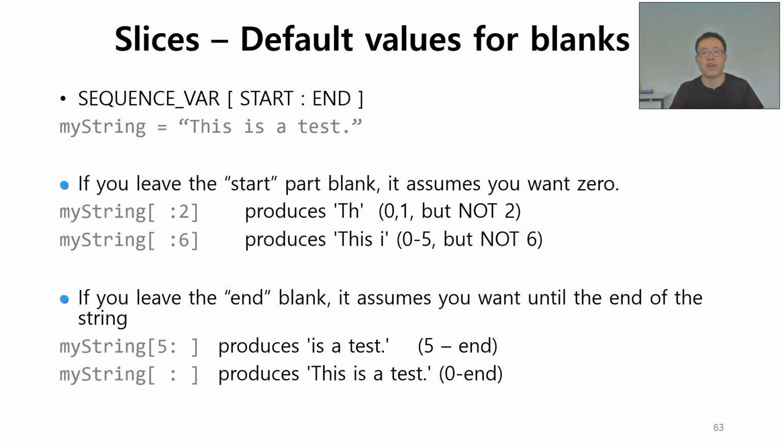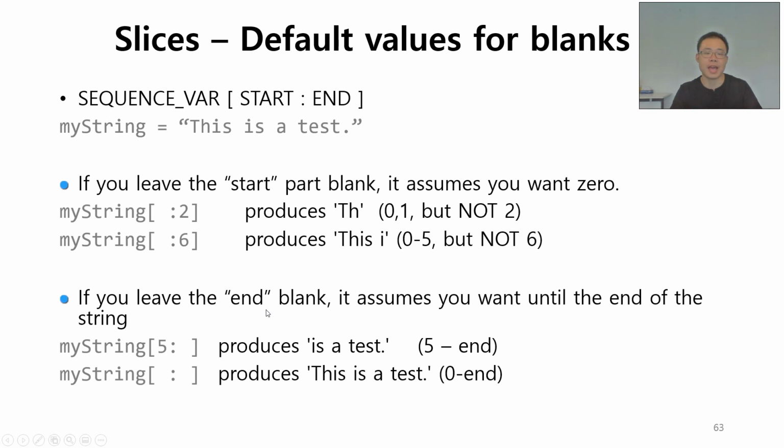There are some default values for blanks. If you leave the start part blank, it assumes that you want 0. So for example, if you do my string blank colon 2, it produces TH. So it's the same as my string 0 to 2. If you do my string blank colon 6, it assumes 0 to 6, and it will print out the index 0, 1, 2, 3, 4, 5, but not 6. Okay, the first 5 letters.